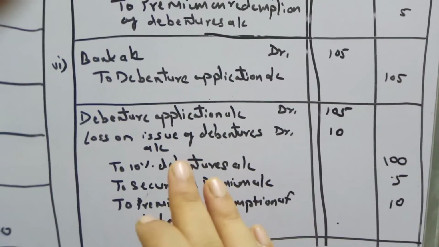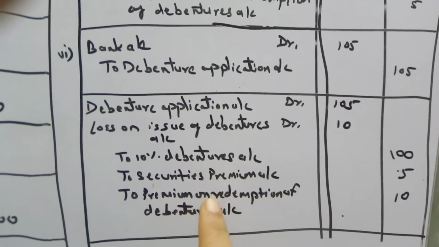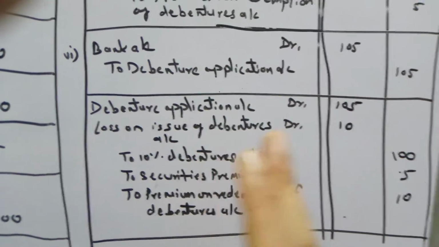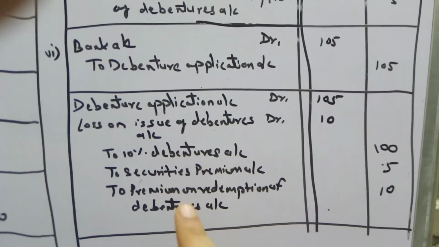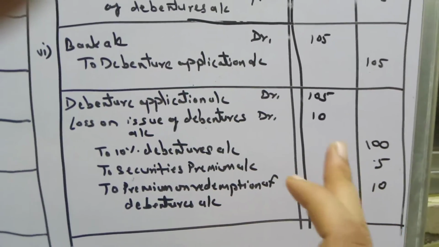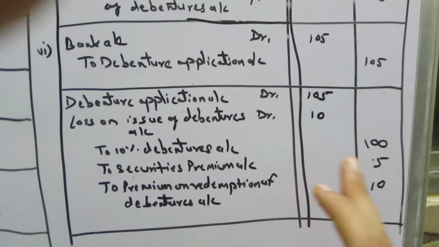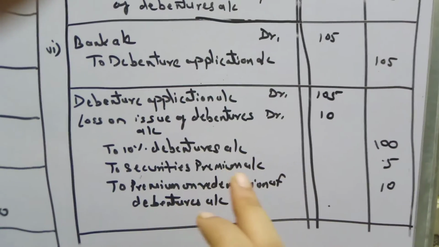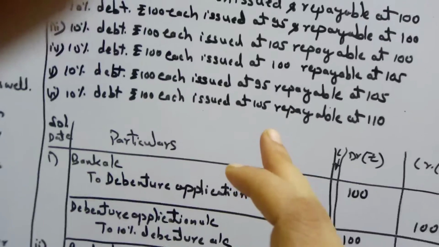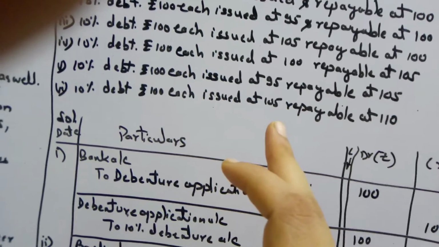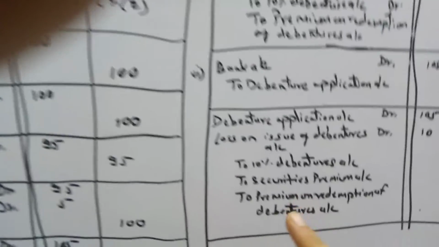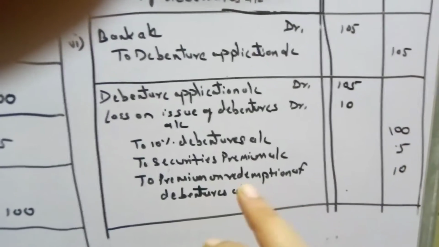Loss on issue of debenture account represents the premium which you have to pay during the redemption. So this amount and the premium on redemption of debentures account amount shall always remain the same. To debentures account, the value will be the nominal value, and to securities premium 5, because it was issued at a premium. So this 5 rupees premium is shown here as securities premium account at 5.